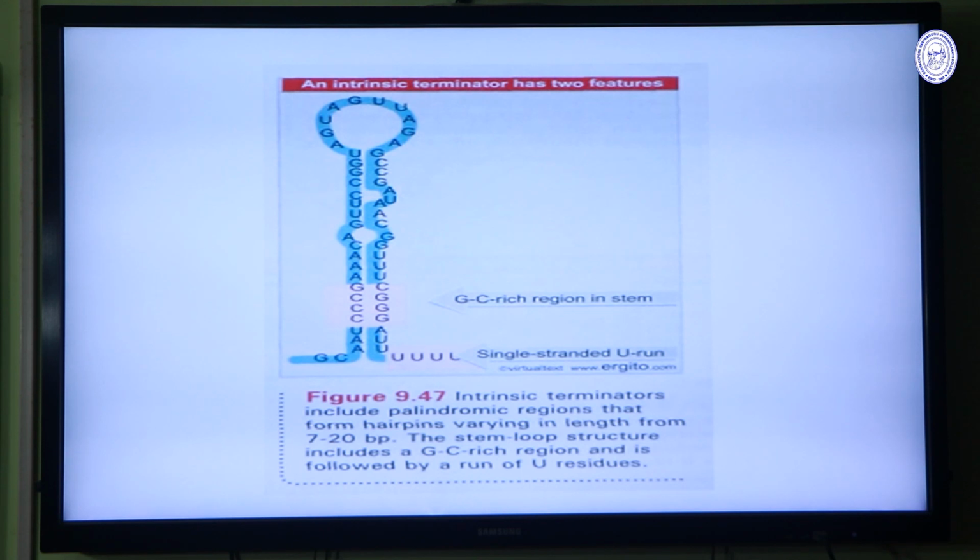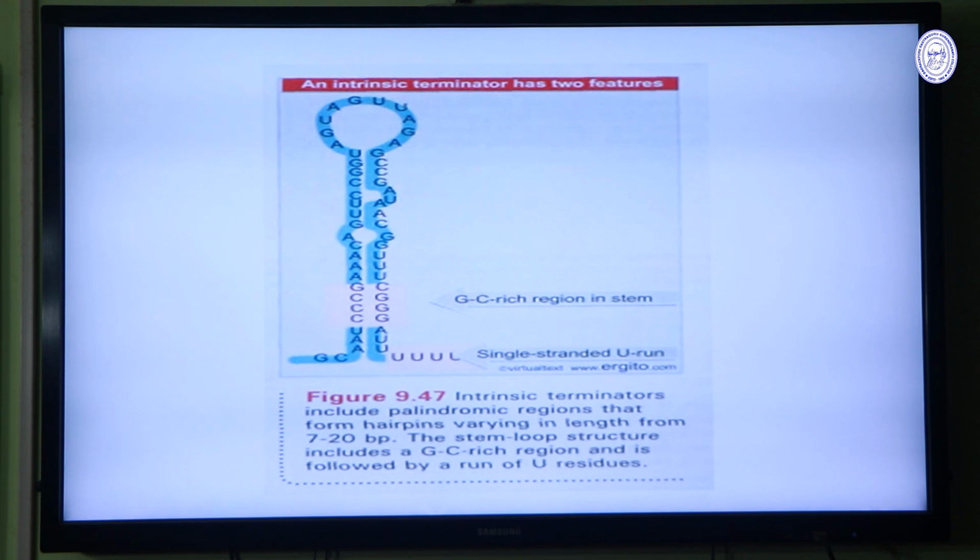If we see, you can see there in the pink box there is a GC rich region. GC means there are 3 hydrogen bonds, and this is a very stable hydrogen bond. Then you can see the loop structure, the hairpin loop, and the stem, and at the end of the hairpin you can see stretches of U residues.